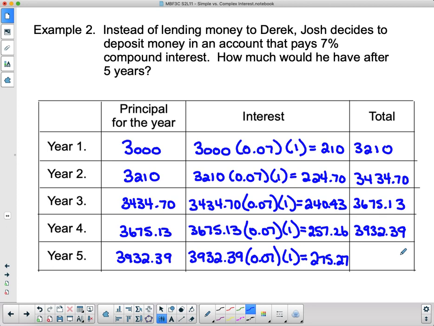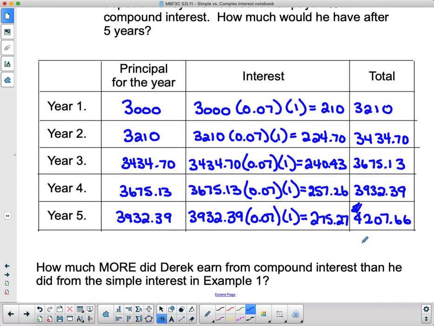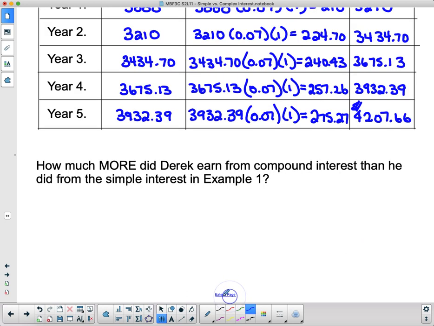So $3,932.39 plus $275.27 equals a grand total of $4,207.66. So that's how much Josh would have at the end of the 5 years if he invested it in a bank that had compound interest instead of giving it to his friend.